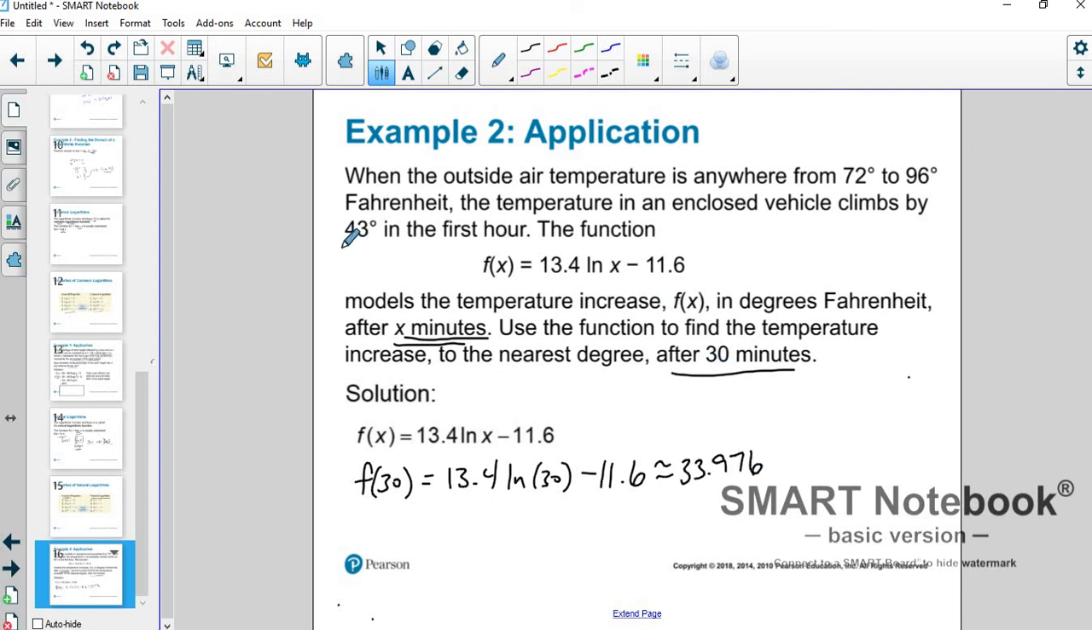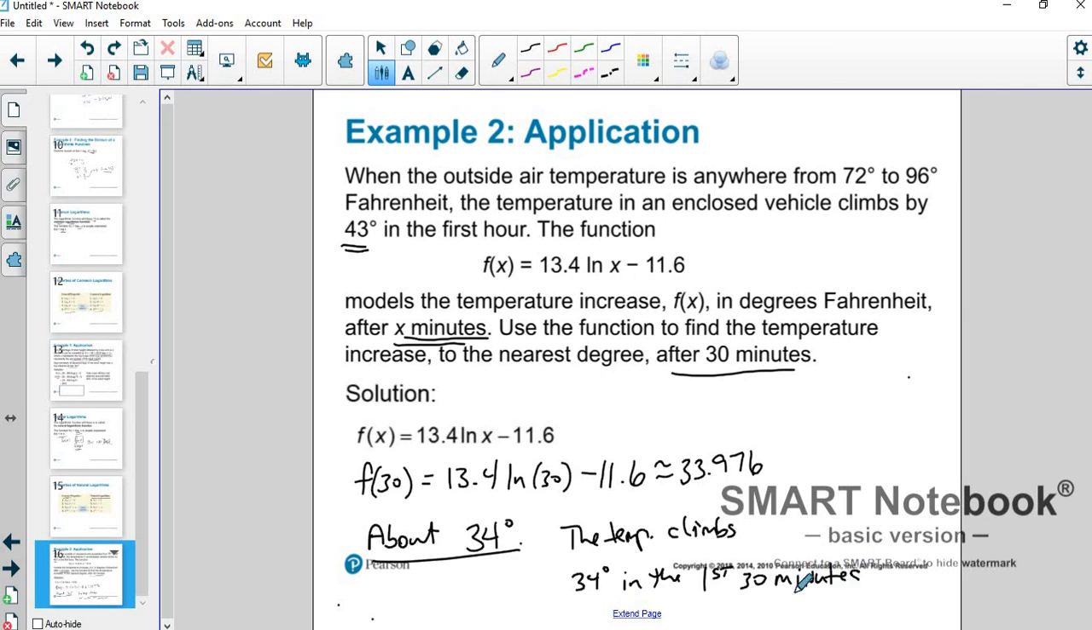And so this is approximately 33.976. What's our units? Degrees. And so it's about 34 degrees, or the temperature climbs 34 degrees in the first 30 minutes, right? This is why you can't leave your pet in the car when you run into the store and stuff. Or your kid, obviously, but that's a whole nother thing. All right, so it gets hot in there fast. And that's what that model shows us, okay?